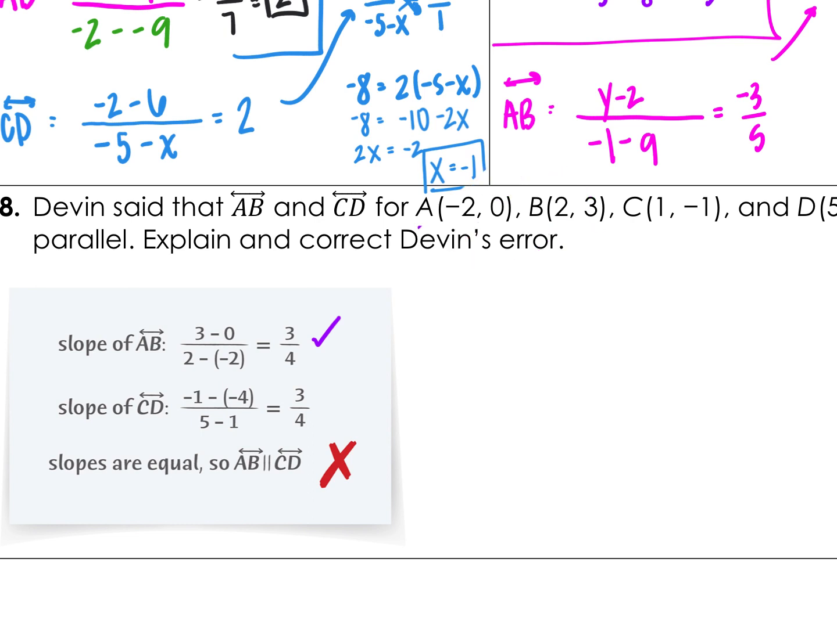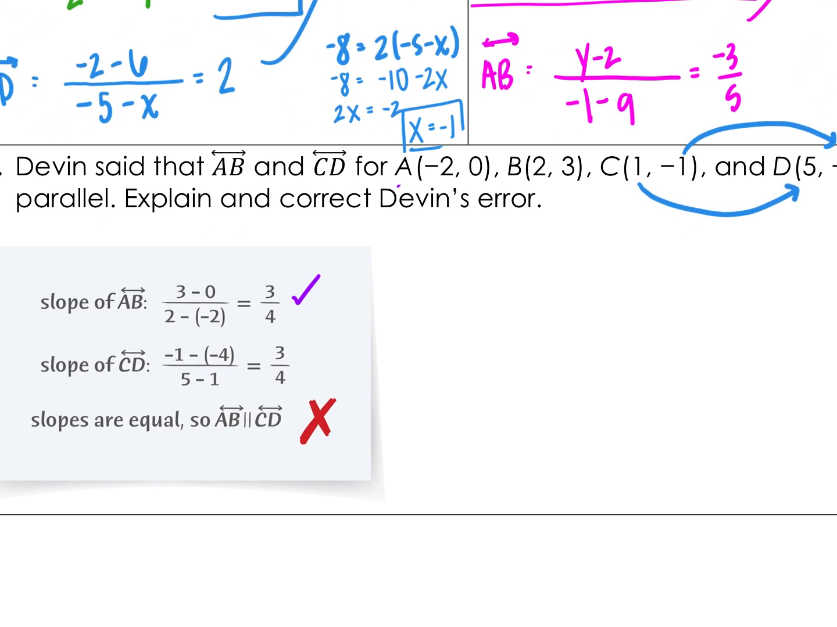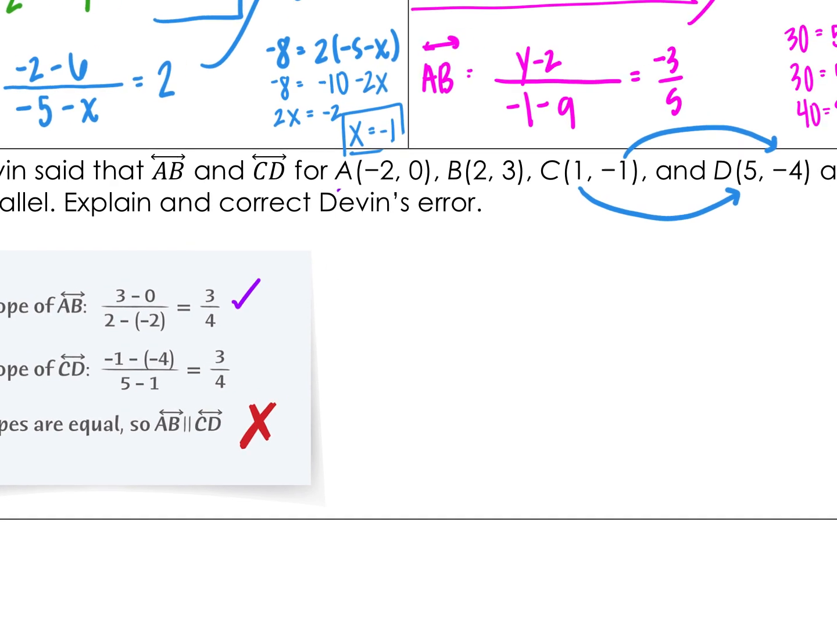Then he found the slope of CD. So to find the slope of CD, he went over here and he did, what does it say? Negative 1 minus negative 4. That's totally fine to subtract in that order. But if he does that, then he needs to keep that order consistent when he finds the difference of the x's. And it looks like he flip-flopped the order. So hopefully you're catching on here that he should have done negative 1 minus negative 4, totally fine. But if he does it in that order, he should have had a denominator of 1 minus 5. 1 minus negative 4 gives us 3 over negative 4.